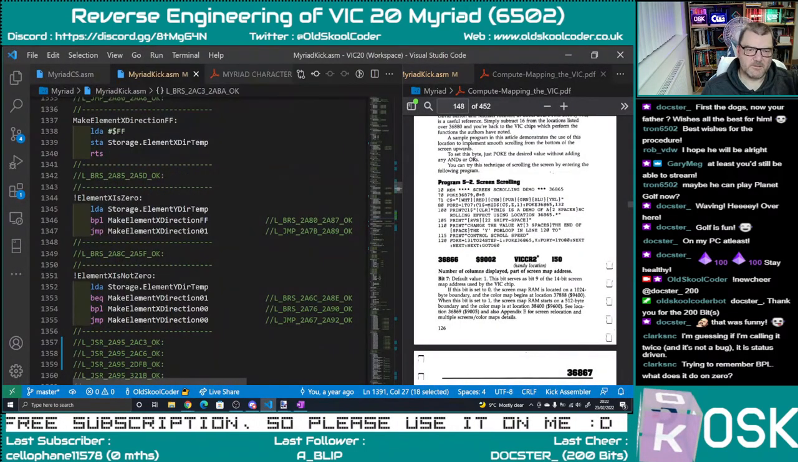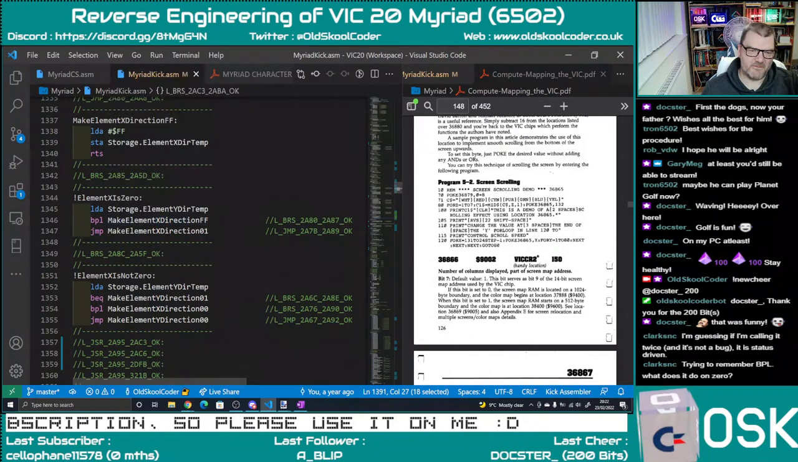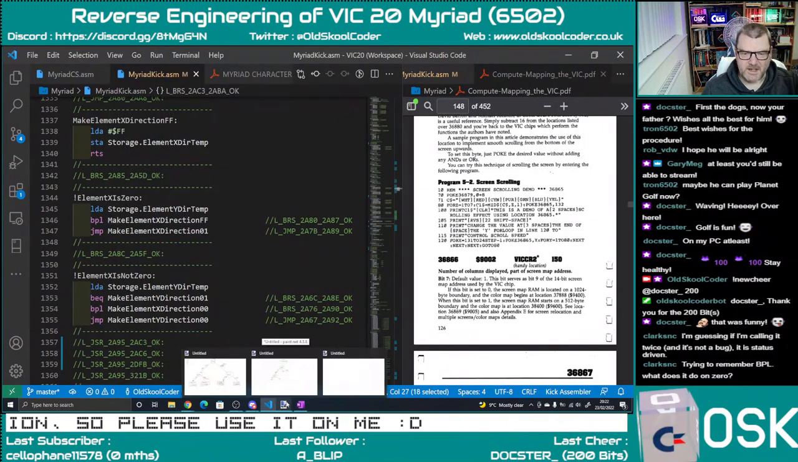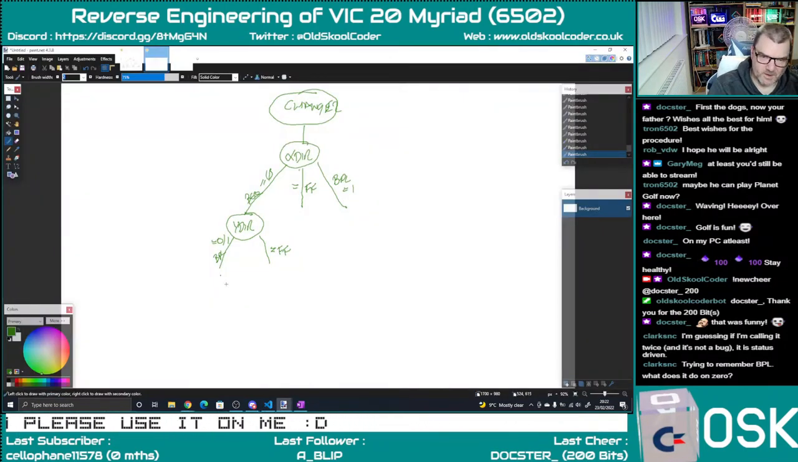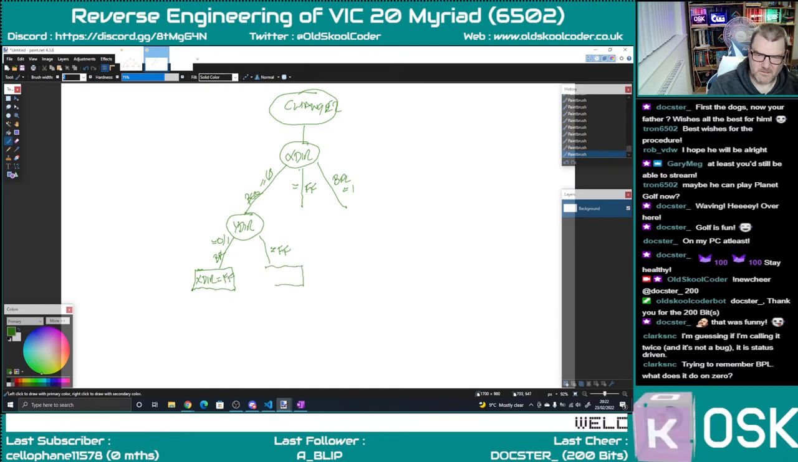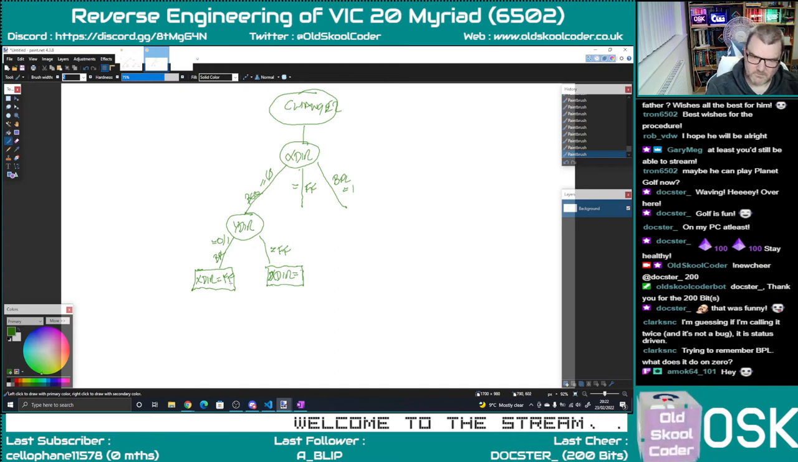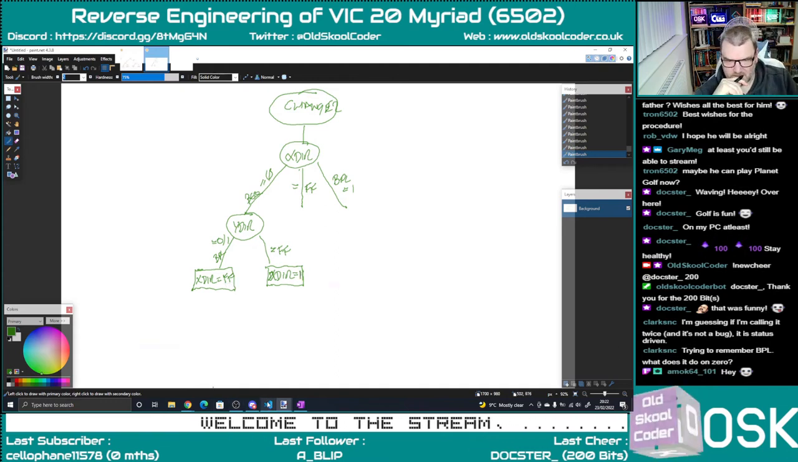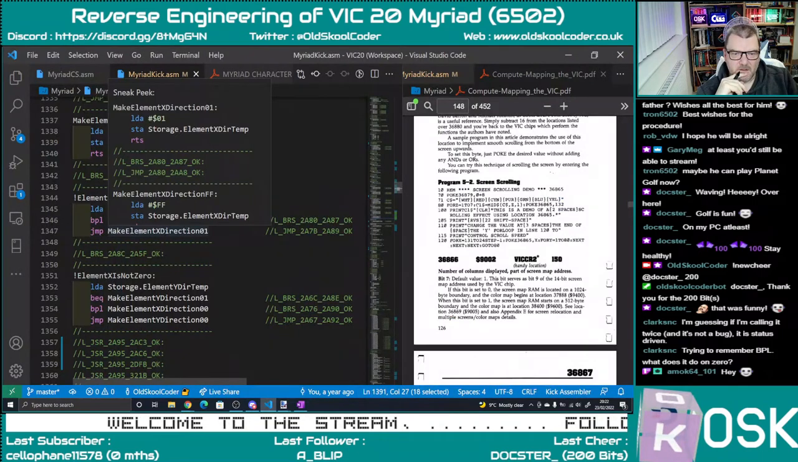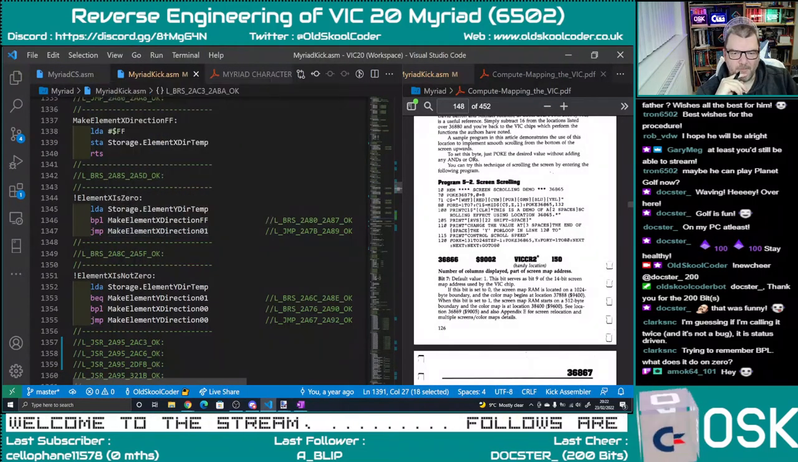Right, making X direction FF on the plus and making it 1 on other thing. Right, so the outcome of this is XDIR equals FF and XDIR equals 1. Is that right? So that's storing 1, yeah. And that's storing FF. So that's that one.